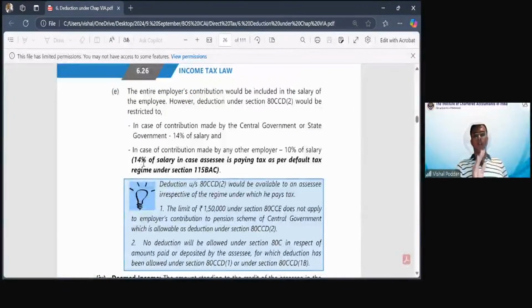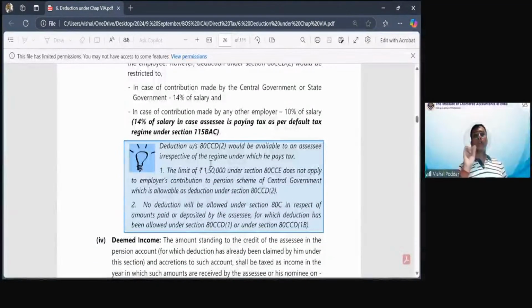However, if you are opting for the new regime, then you are getting the benefit of 14% of salary as the limit for the employer's contribution. And this is the only deduction in this particular category of 80C to 80CCD which is allowed in the new scheme. So 80C not allowed in the new scheme, 80CCC not allowed in the new scheme, 80CCD(1) and 1B not allowed in the new scheme. Only 80CCD(2), which is the employer's contribution, and it is up to 14% of your salary, is the only deduction allowed in this category.